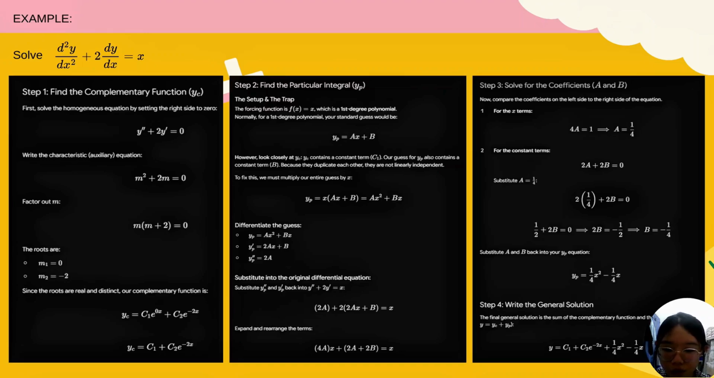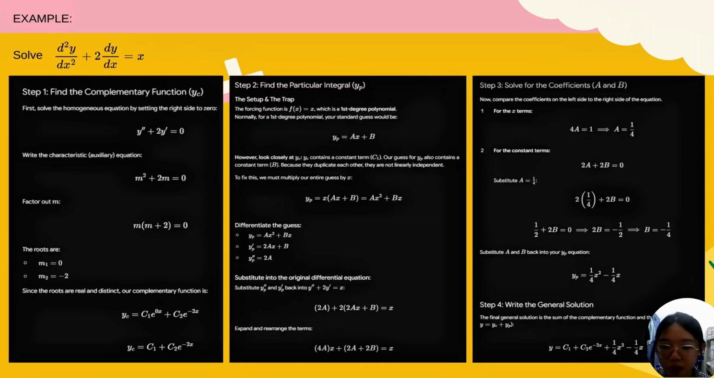equals negative 2. Since the roots are real and distinct, our complementary function formula will be equal to c1 exponential m1x plus c2 exponential m2x. So we substitute m1 equals 0 and m2 equals negative 2 in the complementary function, and we get c1 plus c2 exponential negative 2x.